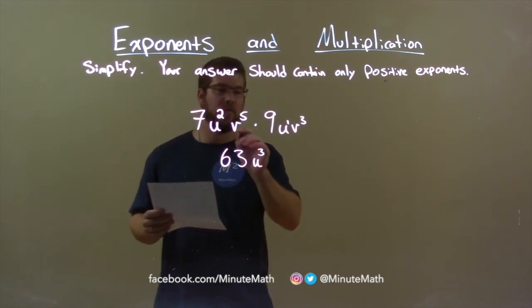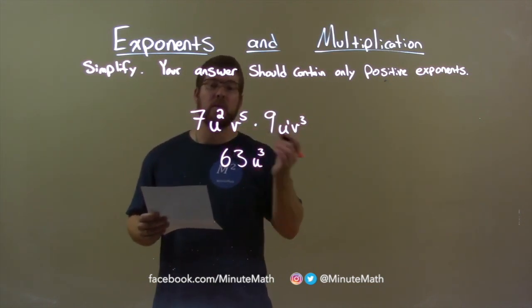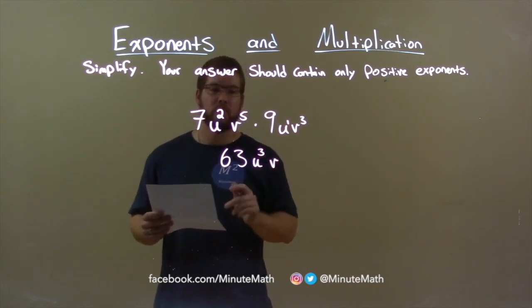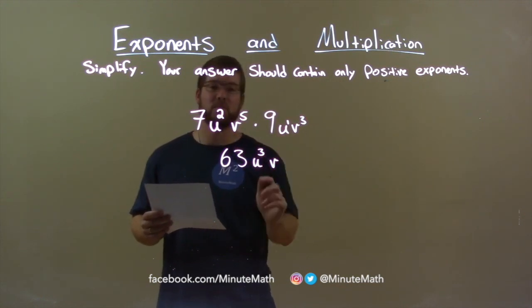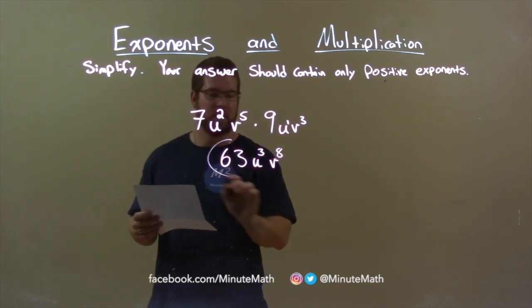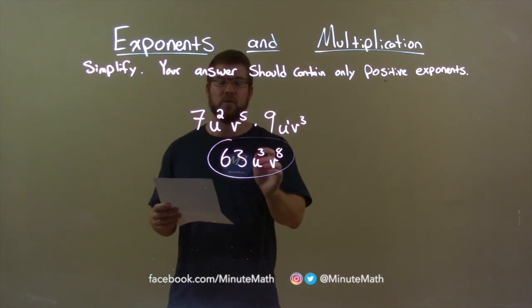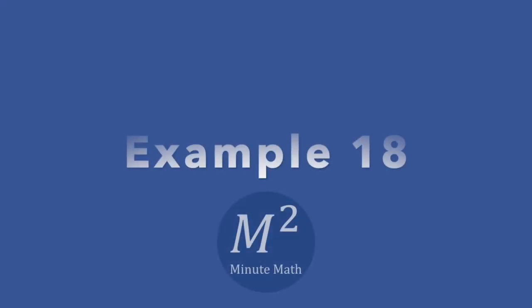Now the v's. V to the fifth and v to the third power. Same principle applies. When you multiply v to the fifth times v to the third, 5 plus 3 is an 8. And so my final answer is 63 u to the third power times v to the eighth power.